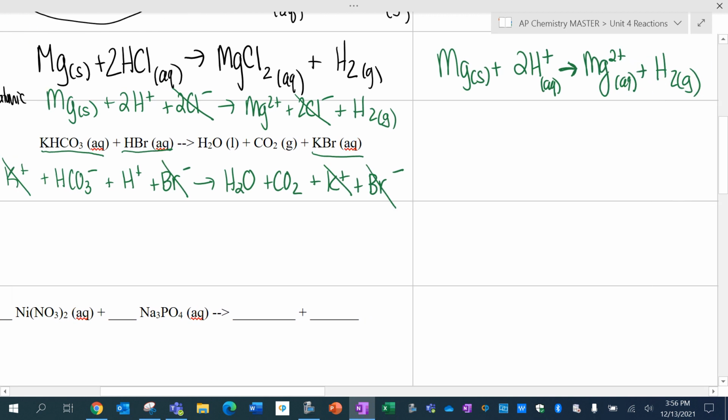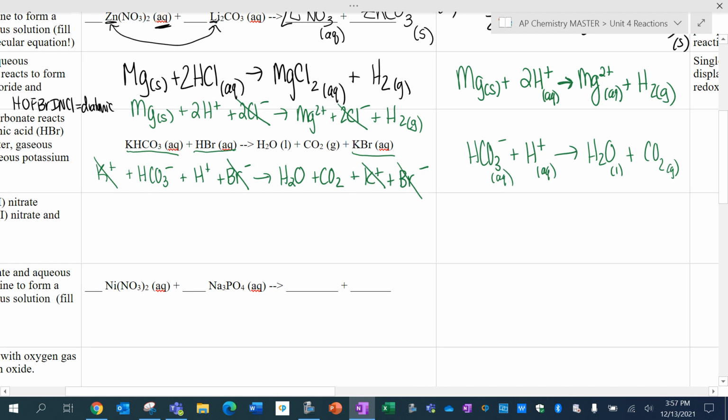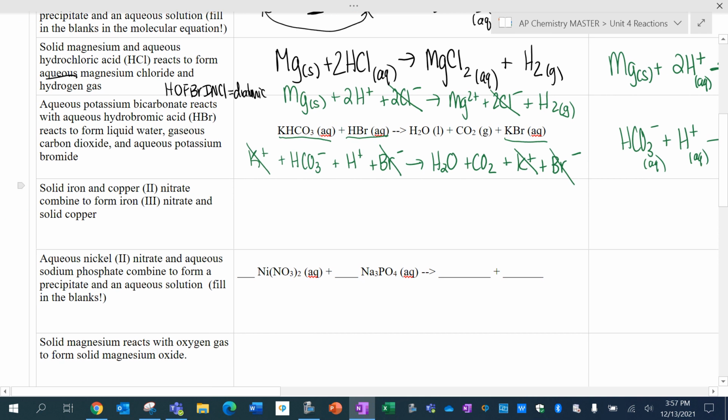So my net ionic equation would be this would be HCO3. So the bicarbonate ions are reacting with the hydrogen ions and forming liquid water and CO2 gas. And these are both dissolved in water. So the only time you'll get ions is when something's dissolved in water. Okay. So let's try this one.